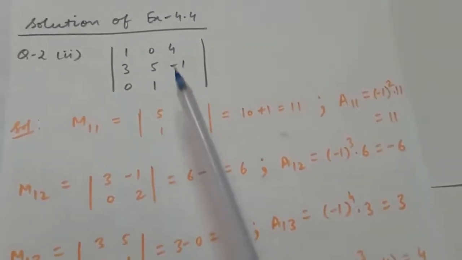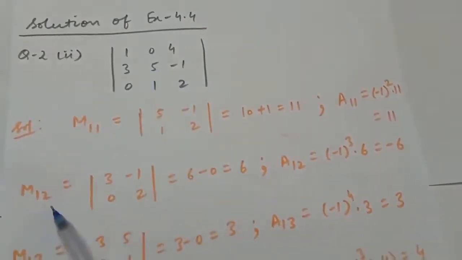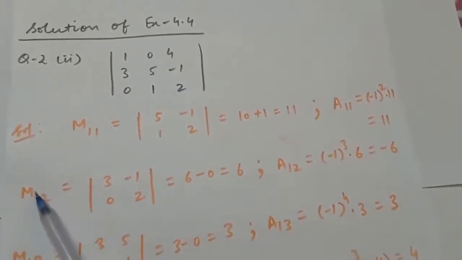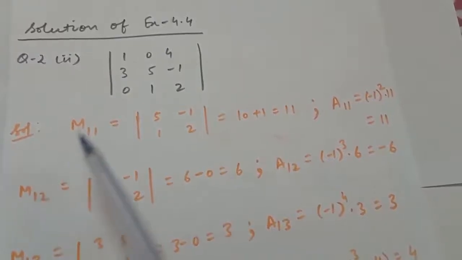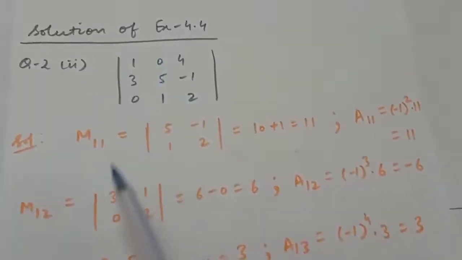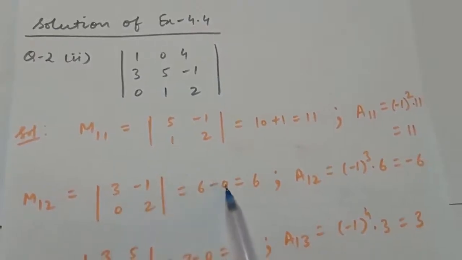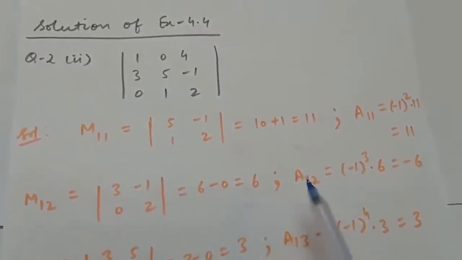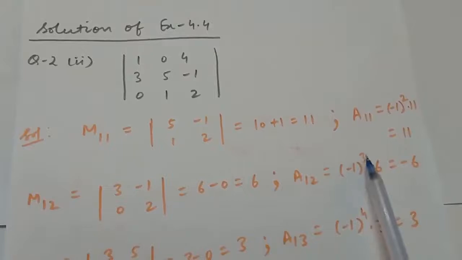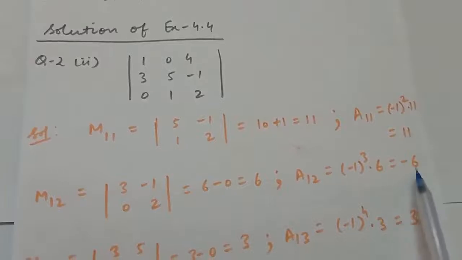Now minor of this element 0, that is A12 element, will be M12, which is equal to the determinant after deleting first row and second column. So delete this first row and this second column. You will get 3 minus 1, 0, 2, which is 6 minus 0 equal to 6. And cofactor of this element will be minus 1 raised to the power 1 plus 2, 3 into the minor 6 equal to minus 6, right?